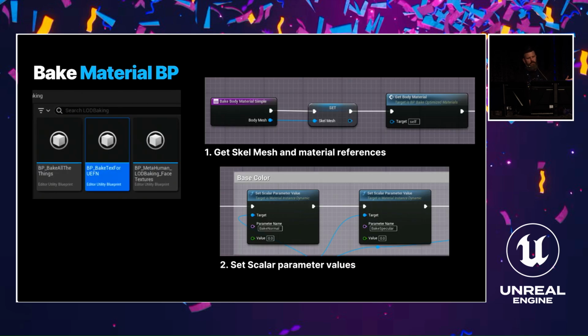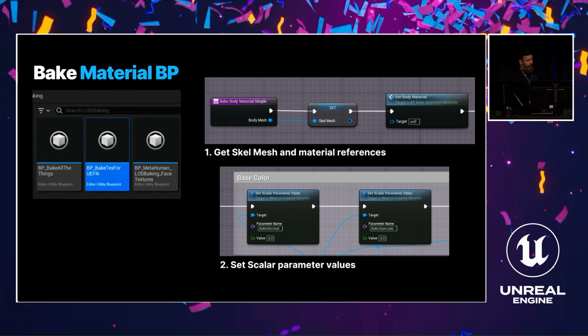Most of the magic for creating the materials happens in a blueprint that our team created. This blueprint is an editor utility, and it can be executed directly on assets in the editor. So to give you an idea of how we set this up, let's just go over the basic idea of how this material function works. First, the function gets the skeletal mesh, gets the associated body material, and then sets a baking material.